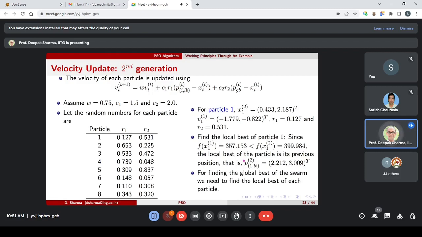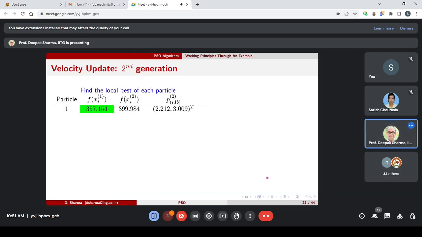Similarly, we have to find the local best of all the particles, and with the help of that we can find the global best. So let us do this exercise. In this particular table, I'm going to show you each of the particles.